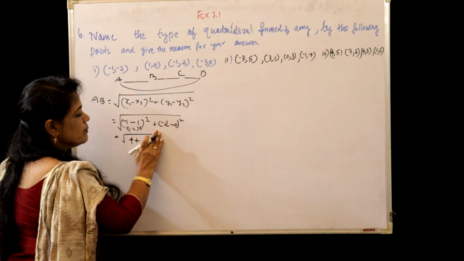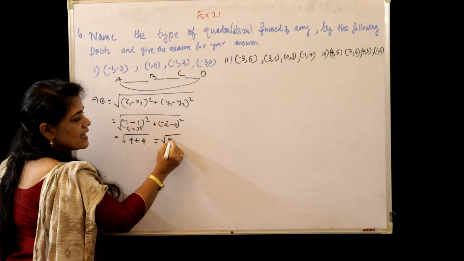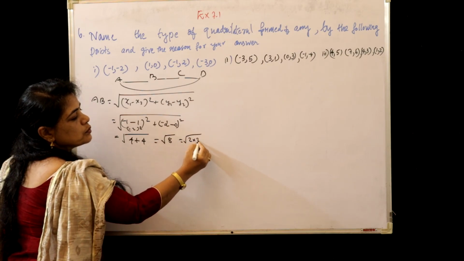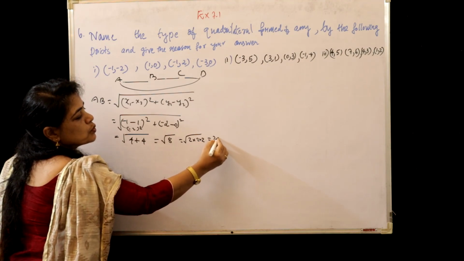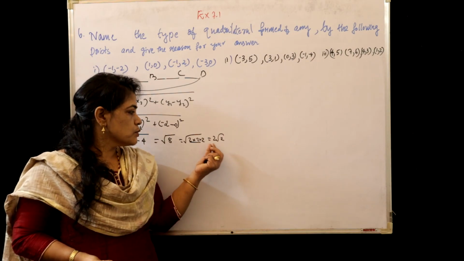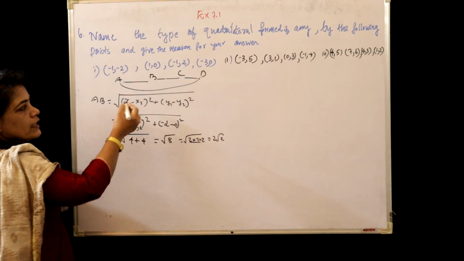So under the square root you get 4 plus 4, which is 8, and this 8 you can write as 2 into 2 into 2, or 2 root 2. From this pair you can take one 2 outside and the root 2 remains, so 2 root 2 units, that is AB. Now we can check what is BC.